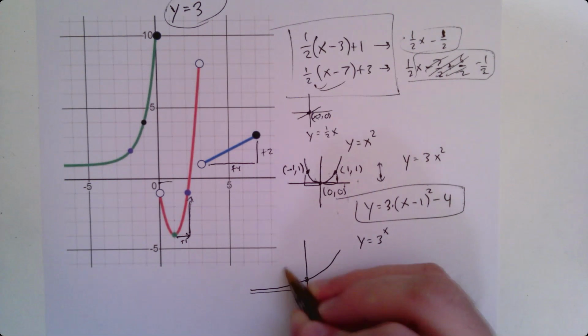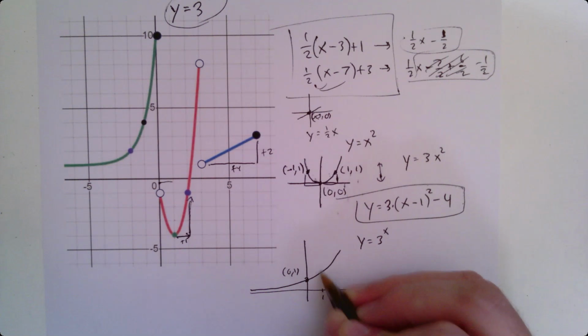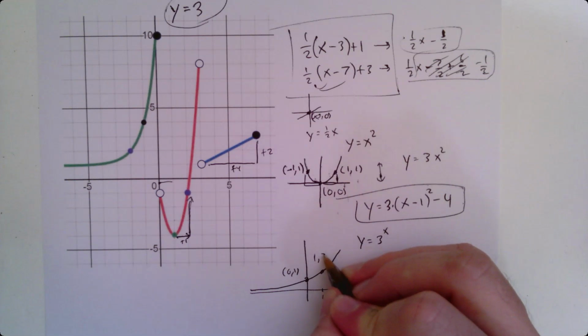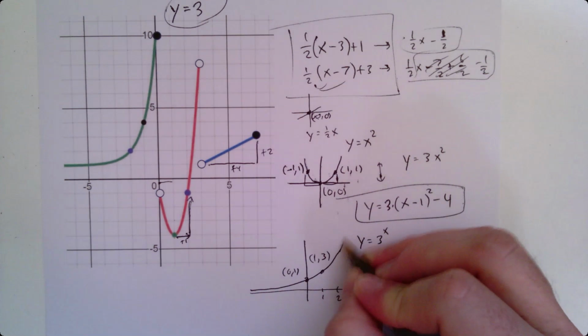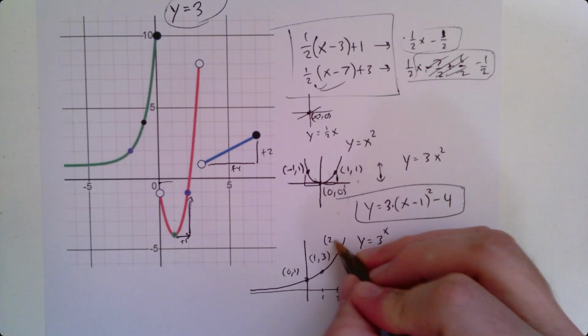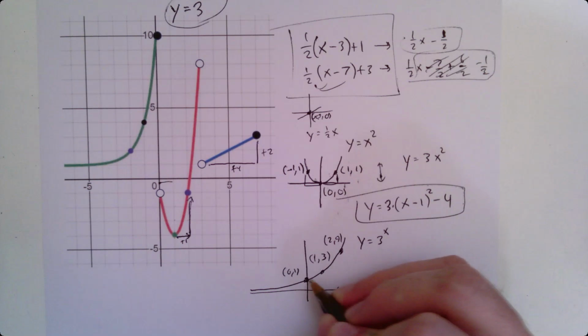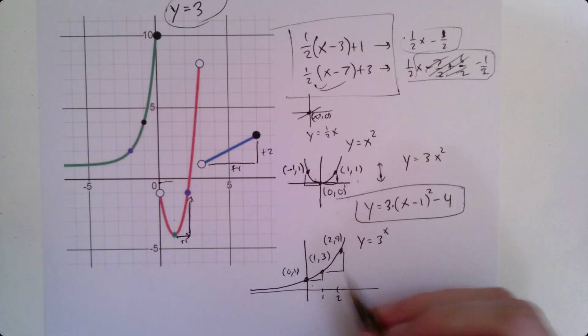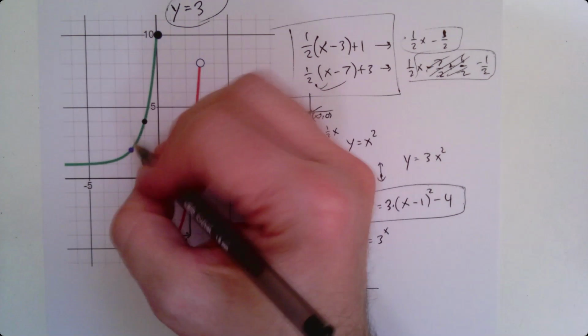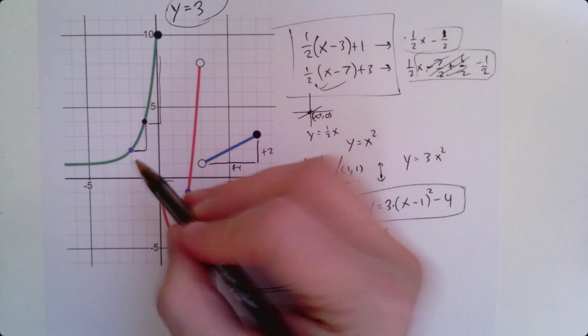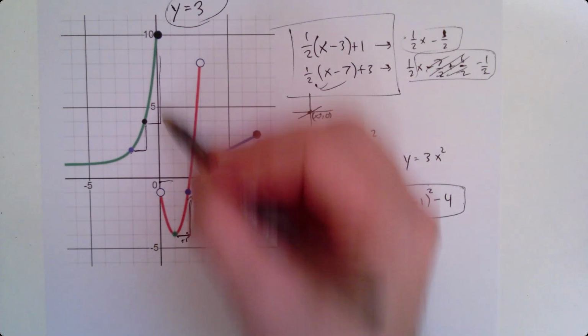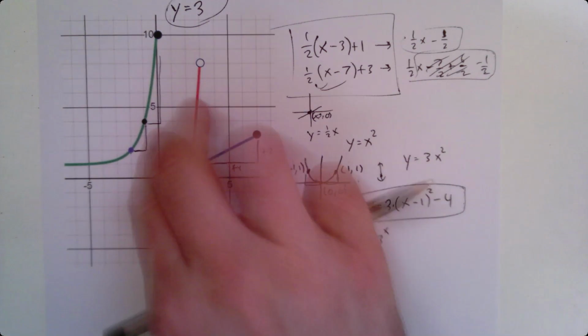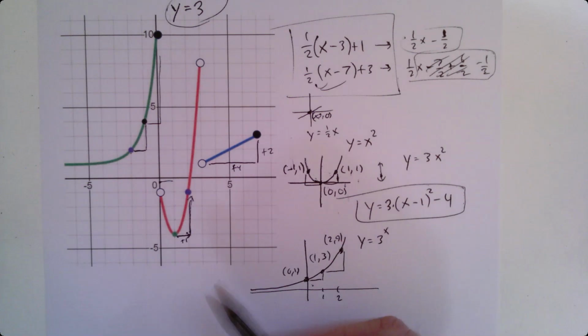So here in the parent function, I've got 0, 1, and I'll have, let's see, 1, 3, and I'll have 2, 9. Okay, and then let's imagine some kind of slope triangle. So if I go over by 1, I'll go up by 2, because it's 1 to 3. If I go over by another 1, I'll go up by 6. Okay, let's see what we've got here. Over by 1, up by 2, over by 1, up by 6. So I see that kind of matches. That's how I can tell how it's been transformed.